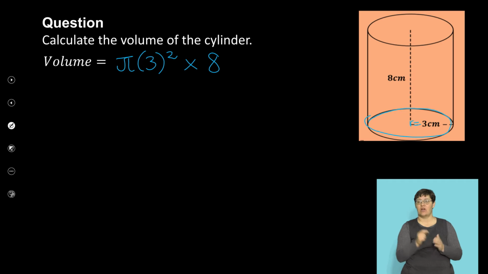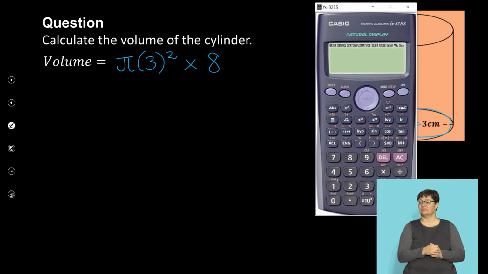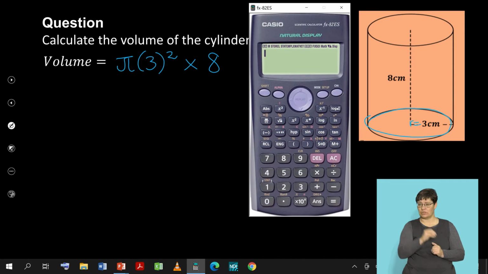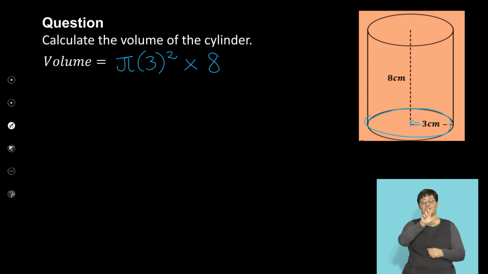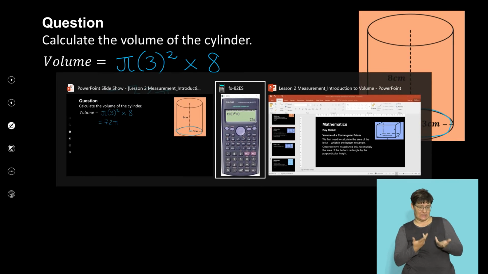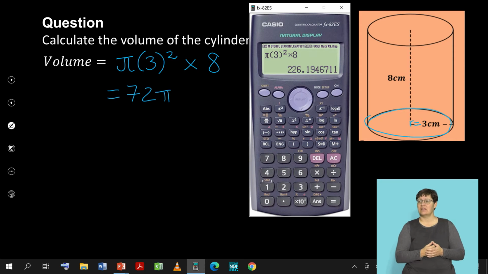Wonderful, guys. So now we are going to need our trusty friend, the calculator. So we are going to type in pi. Just a reminder how to get the pi on your calculator. You press shift and then you press the button that says times 10 to the power of x at the bottom, and that gives you your pi. So it's going to be pi times 3 squared times 8, which gives me 72 pi. But if I want to simplify this into units, I press my SD button, and it's going to give me 226.19.